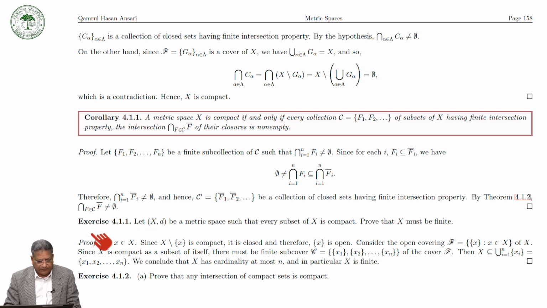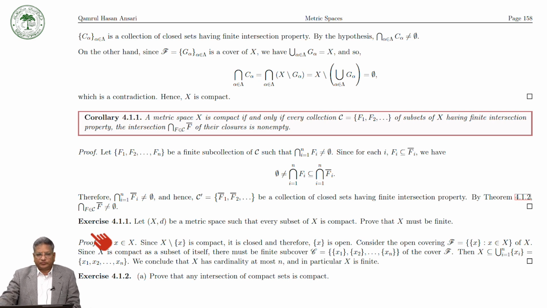So the first exercise is: let (X, d) be a metric space such that every subset of X is compact. Keep in mind, the question is that X is a metric space such that every subset of X is compact. Then prove that X must be finite. So if every subset of a metric space is compact, then the space X should be finite. Okay, let's prove this one.